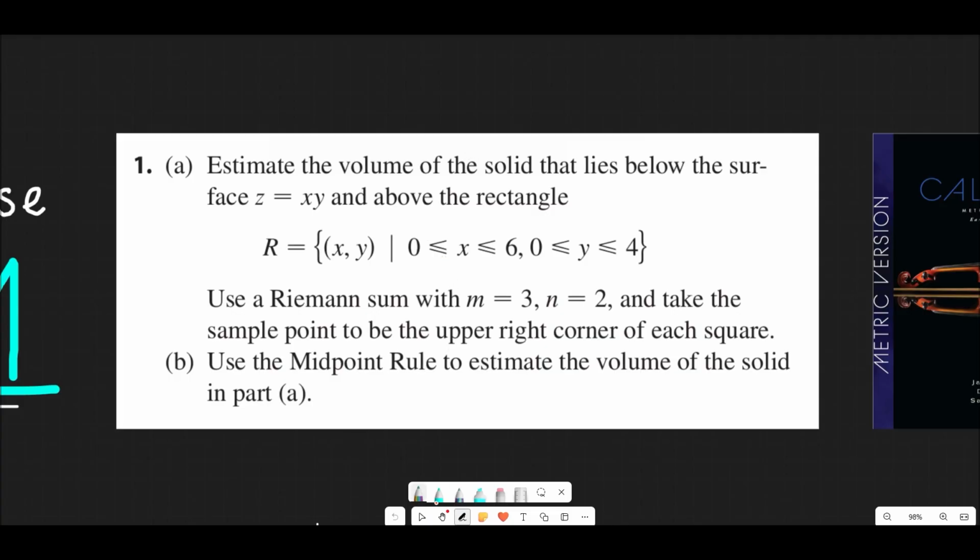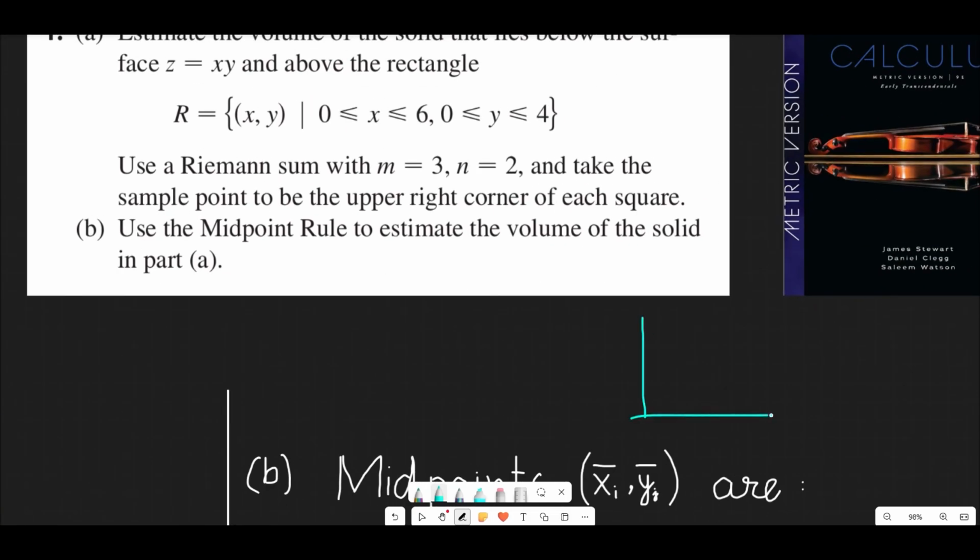If I write it here, if this is our x-axis and this is our y-axis, here is 0, then x includes every number from 0 to 6, every number within this interval, and y is greater than or equal to 0 and less than or equal to 4, and here is 4. So every point here is a part of this rectangle.